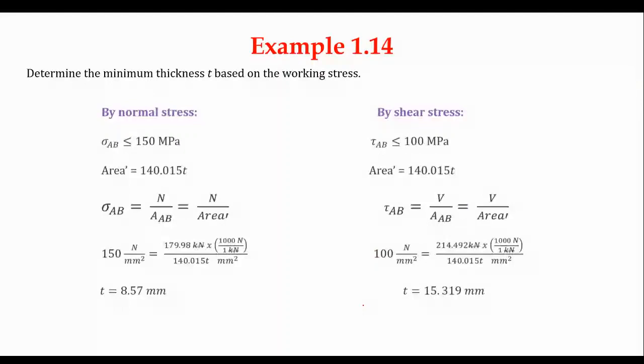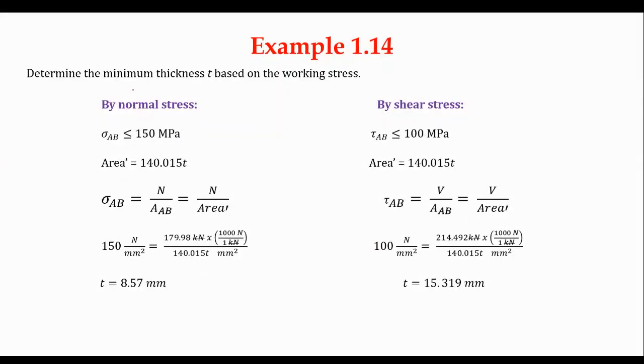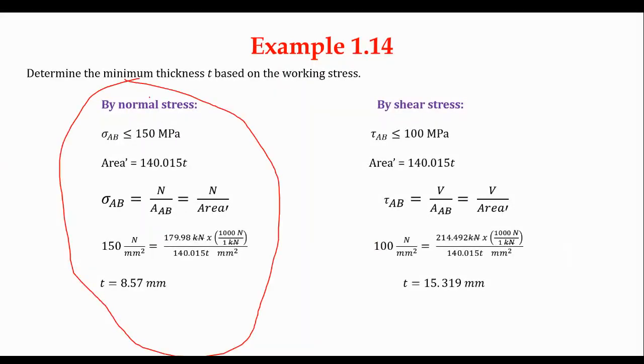Okay. So, ready na ka para mag-substitute. Kung normal, sa normal, naman tay limit na 150 megapascal. Nabot tay area na 140.015. So, substitute na to na.